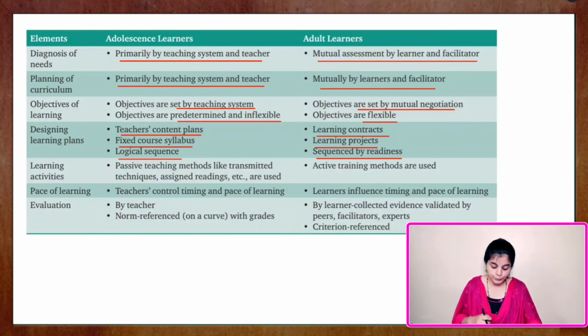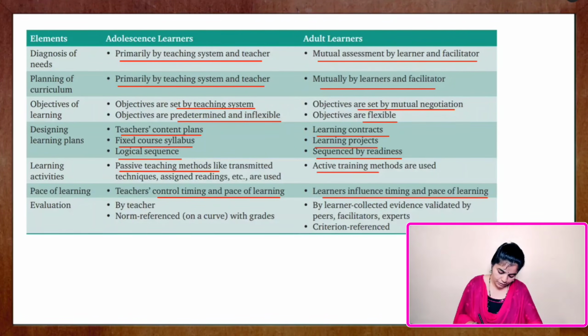To aid the learning process of adolescent learner, passive teaching methods are used, whereas with respect to adult learners, active training methods are used. Teacher controls the timing and pace of learning with respect to adolescent learners, whereas learners influence the timing and pace of learning with respect to the adult learners.